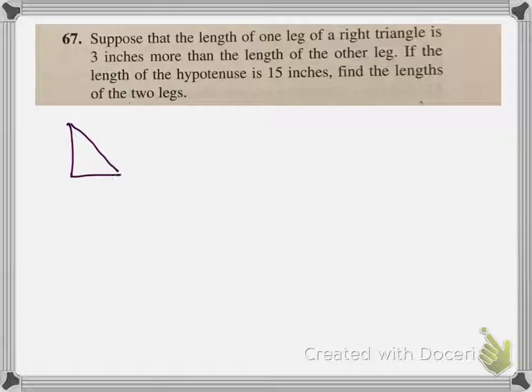Does anybody know what the Pythagorean theorem is? Good. A squared plus b squared equals c squared. Anybody know what this c is called? What's the vocab word for that c? Hypotenuse. Okay, so that right there is our hypotenuse.